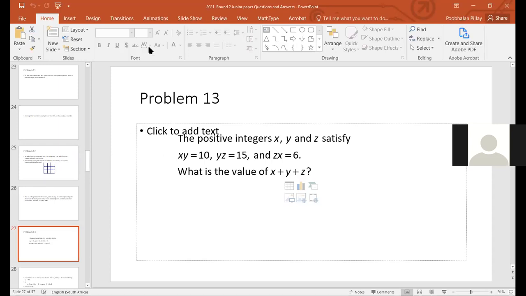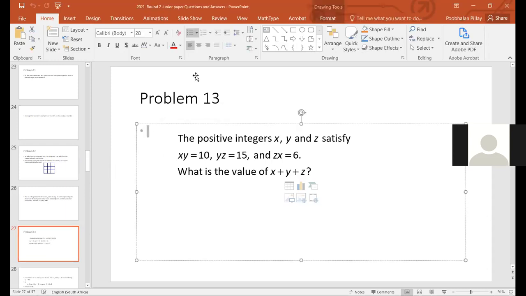Okay, so this next problem is saying the positive integers x, y, and z. Now that's very important. x, y, and z are positive integers. They are numbers like 1, 2, 3, 4, 5, the kind of numbers that you were exposed to when you were in grade R. So x, y, and z are grade R numbers, positive integers. And they satisfy these three equations.